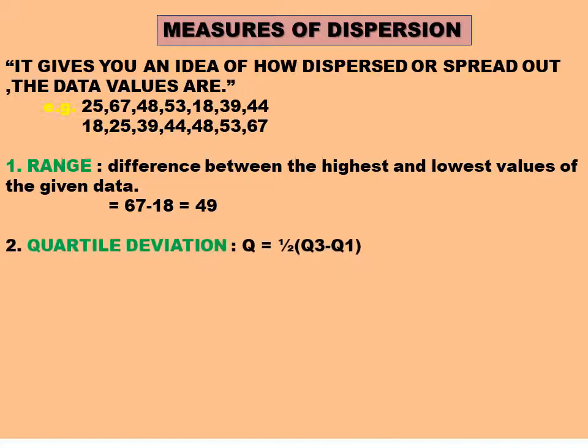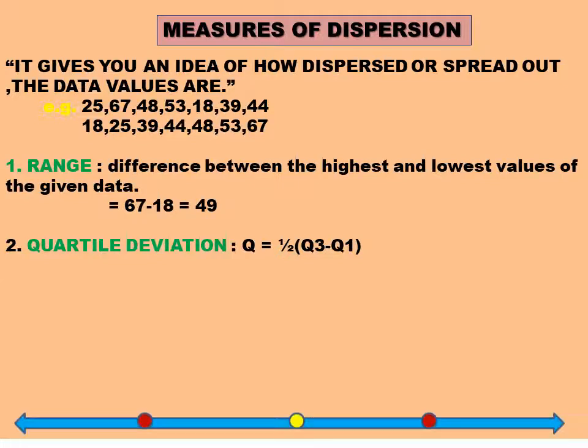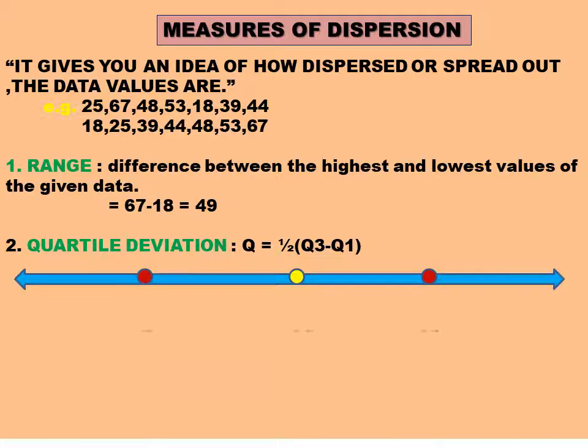That is very simple. The second measure of dispersion is quartile deviation. That is very, very important. Quartile, as the name suggests, means fourth part. If you have this data arranged like this, this line represents the data. The middlemost point, the yellow point, is Q2. I am denoting the points by Q1, Q2, Q3. Q2 is the middlemost point.